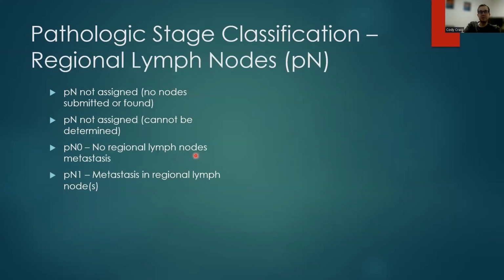We also give a stage for lymph nodes. Like I said before, there may not even be any lymph nodes at all. And so if there aren't, we'll say this is not assigned. That's relatively common. We often don't get lymph nodes with kidney tumors. So if you see not assigned or not applicable or unknown, don't panic. It's perfectly normal. If there are any lymph nodes at all and they are negative, we'll call it an N0. And if there's any lymph nodes at all that are positive, it's an N1.